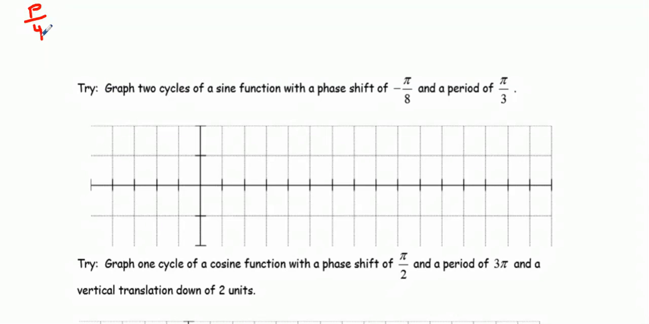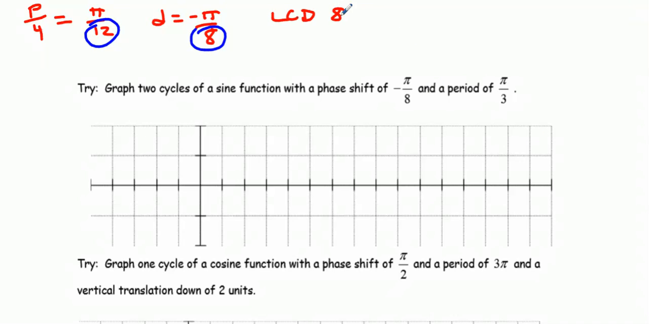So P over 4 is going to be, I'm going to multiply the denominator of the period by 4, so I'm going to get pi by 12. Okay? My D, my phase shift, is negative pi by 8, and I'm going to identify then the two denominators that I want to find the lowest common denominator of. The lowest common denominator of 8 and 12.